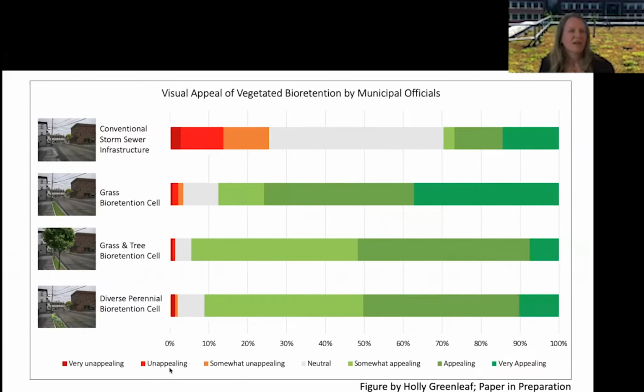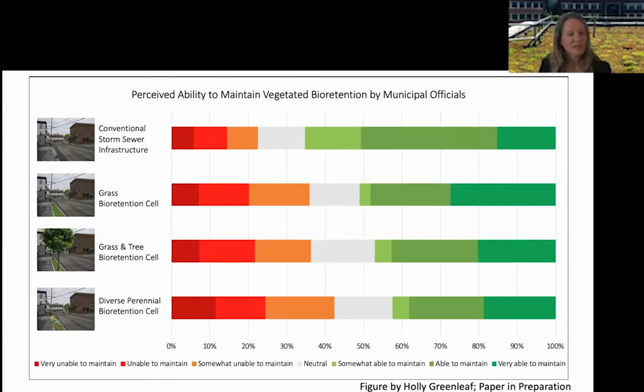The visual appeal of all of the bioretention type systems ranked much, much higher than the conventional storm sewer system, which simply had an inlet and a catch basin. Really, the visual appeal was not a focus of concern for the folks taking the survey. It was generally somewhat to very appealing, all this green that you can see on this figure. Perceived ability to maintain is a different story. And you see an increasing ease of maintenance for the conventional versus the perennial bioretention system and the treed, grass and tree bioretention system in particular.